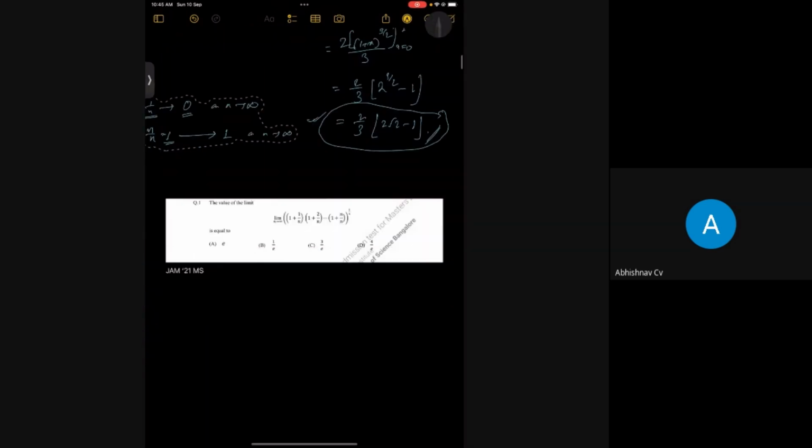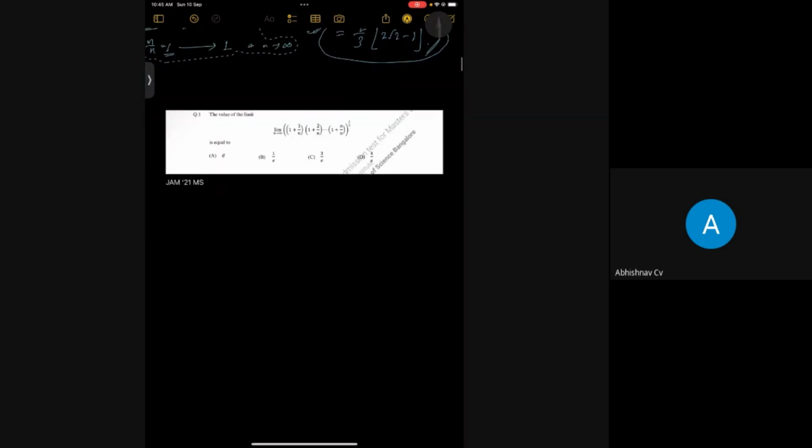Then let's move to the next problem. It was again asked in 2021 in the paper Mathematical Statistics. I chose these problems from Mathematical Statistics because sir asked me to choose problems from this one as well, to reach out to the students from statistics.